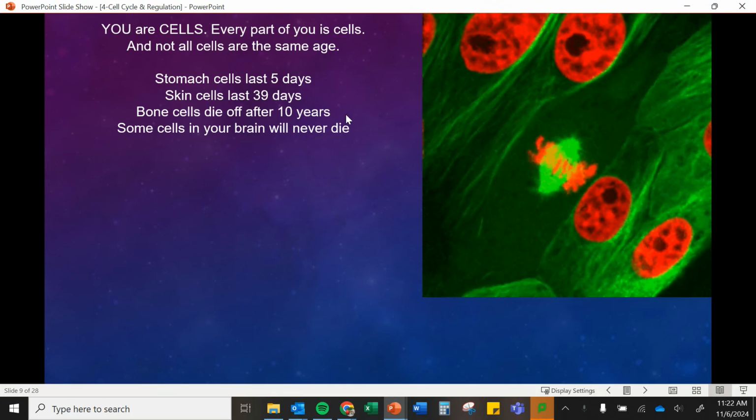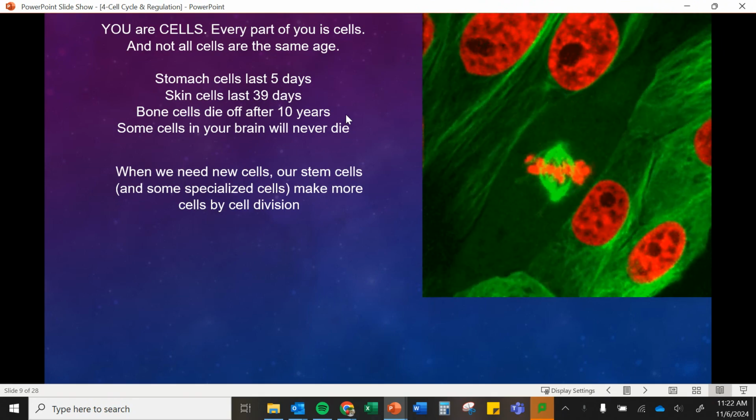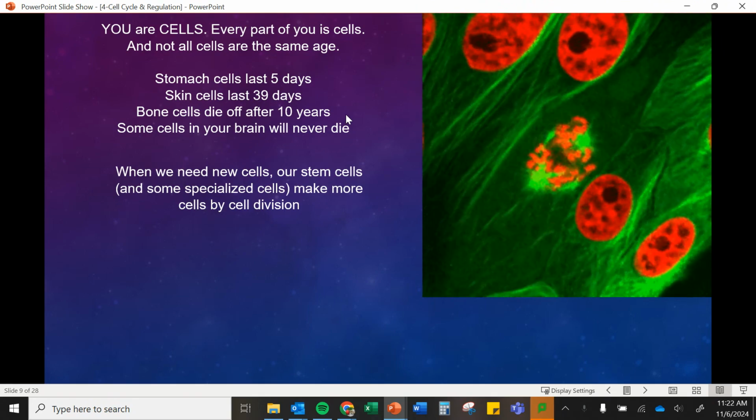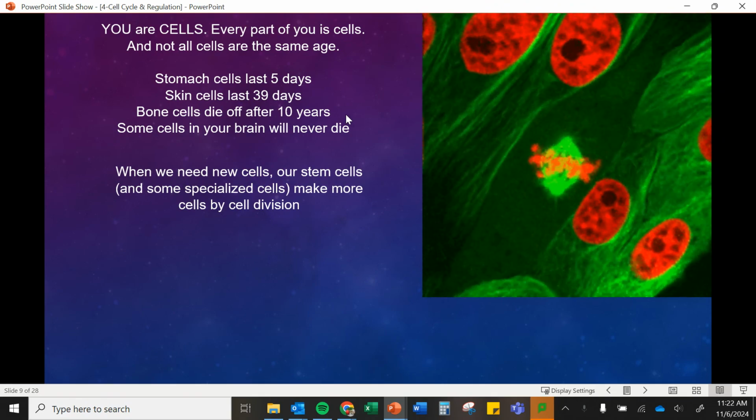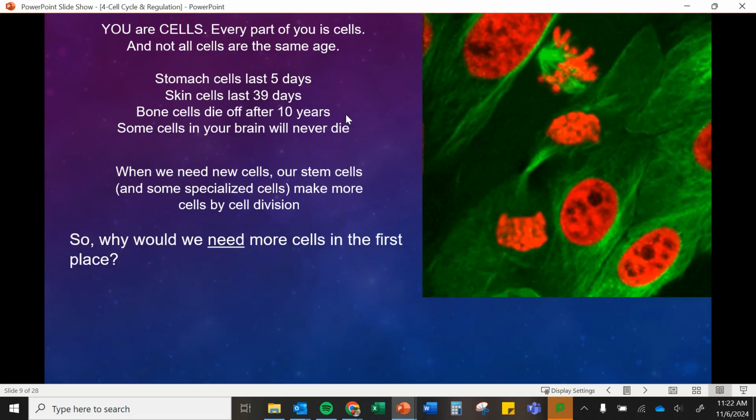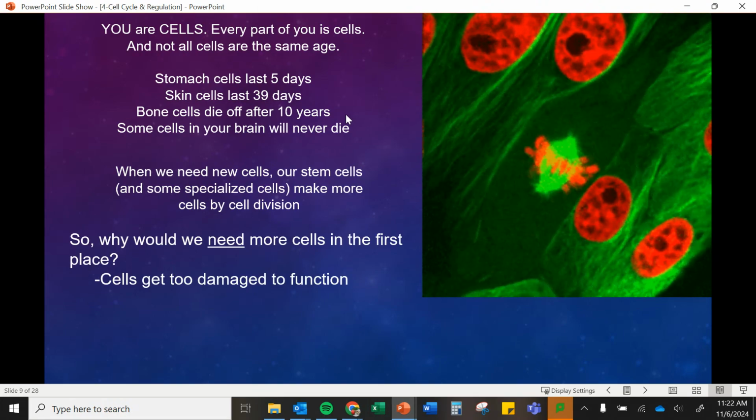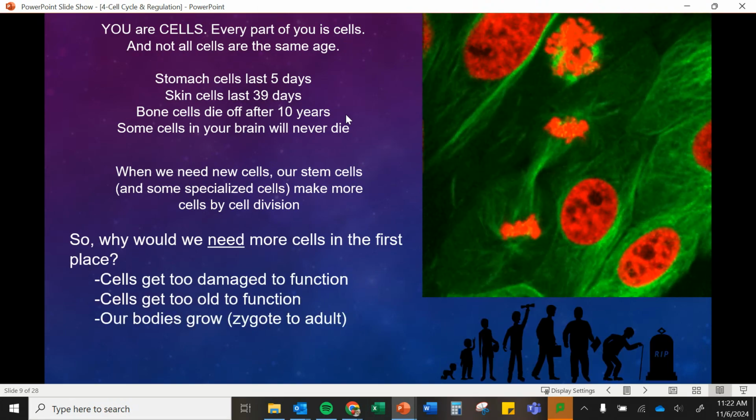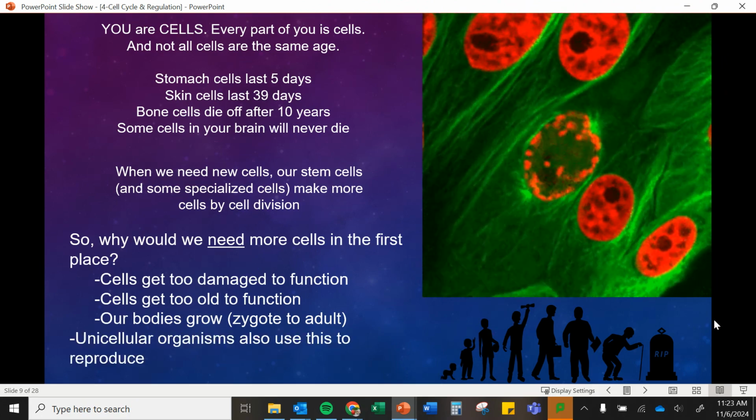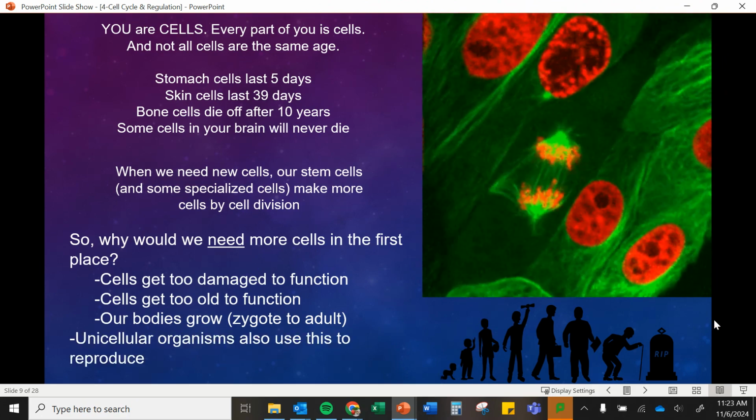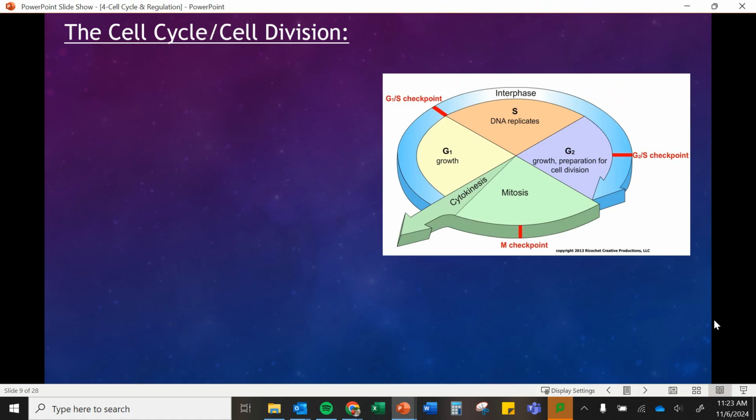So we need to have a way to replicate our cells. Okay, so we need new cells. Our stem cells and some specialized cells make more cells by cell division, when our cell divides. So why do we need more cells in the first place? Cells get damaged, they get too old to function, and our bodies grow, and we need more cells because of that as well. Unicellular organisms also use this process to reproduce because they only have one cell.